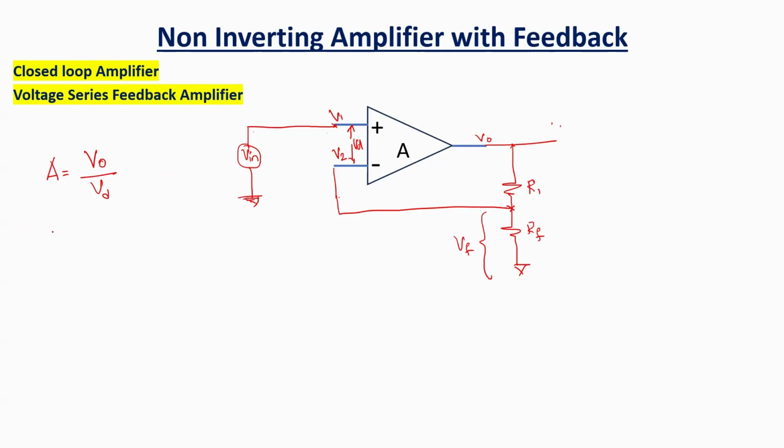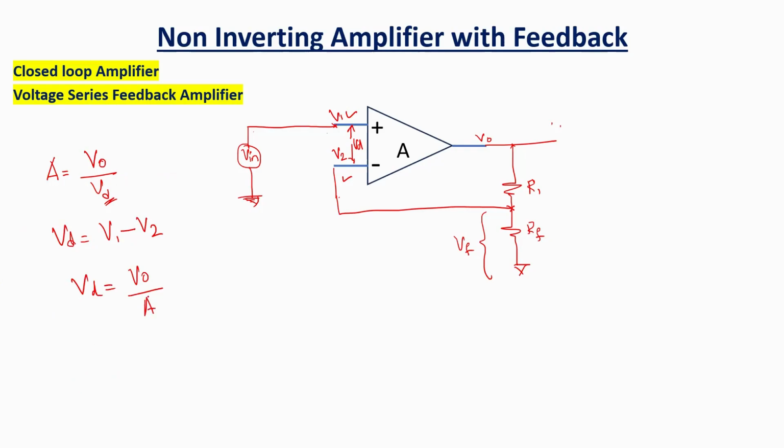Now, what is VD? VD is equal to V1 minus V2. V1 is in the non-inverting terminal, and V2 is in the inverting terminal. It is V1 minus V2. I will rearrange this one: VD is equal to output voltage divided by A.